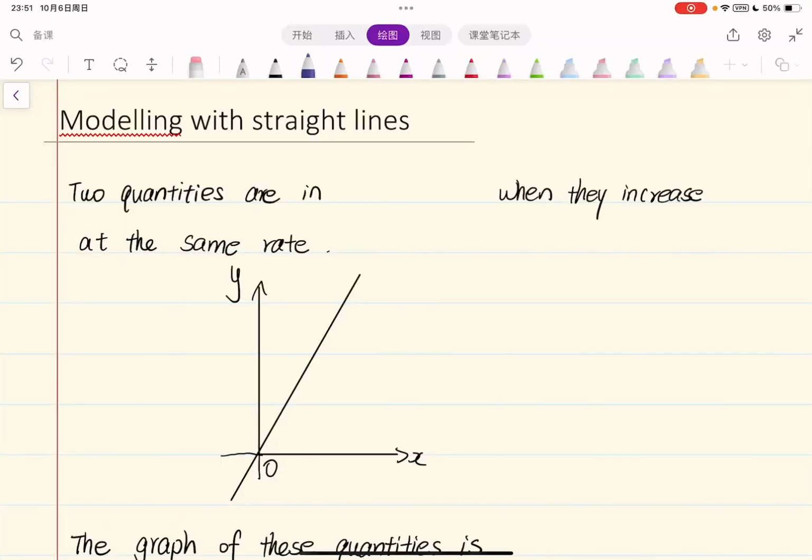Hello everyone, in this lesson we are going to learn about modeling with straight lines. When we say two quantities increase at the same rate, we say that the two quantities are in direct proportion.